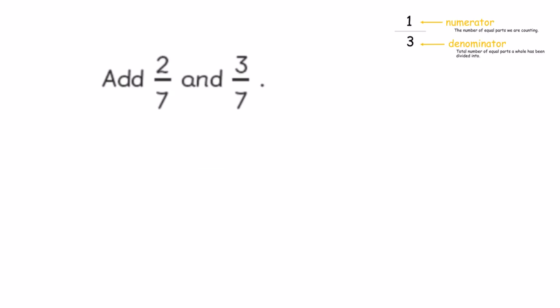Now it's your turn to use what you have learnt to see if you can add these 2 fractions together. Pause the video and add 2/7 and 3/7. Let's have a look at how we would do that.